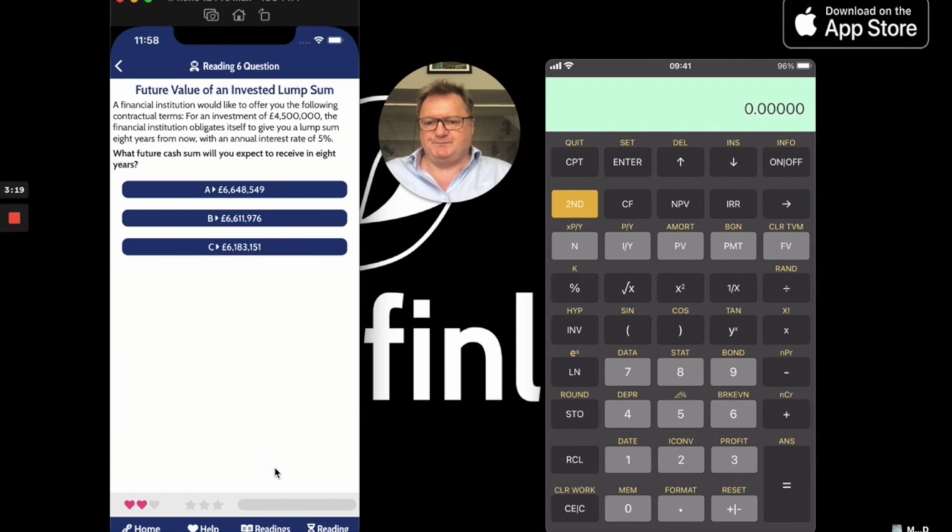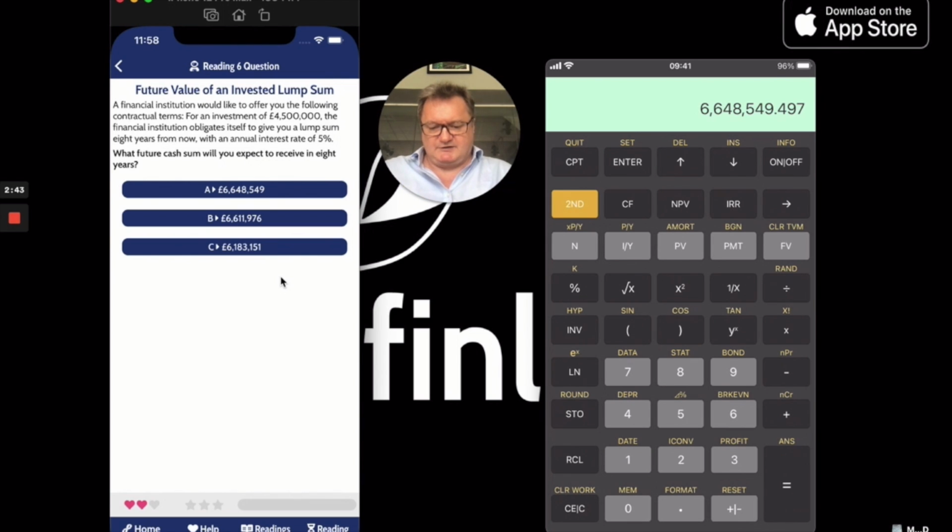Let's get to it. So let's try the equation way first. So what we've got here, an annual interest rate of 5%, that's 5 divided by 100. I know I can just put it in as 0.05, let's just do it properly. And we add 1 onto that. And we're going to raise that to the power of 8, so y^x 8. And then we multiply that by 4.5 million. Oh, I've gone too far, I just need to take 1 back. There we go. Now let's store that in memory. Store as 1.